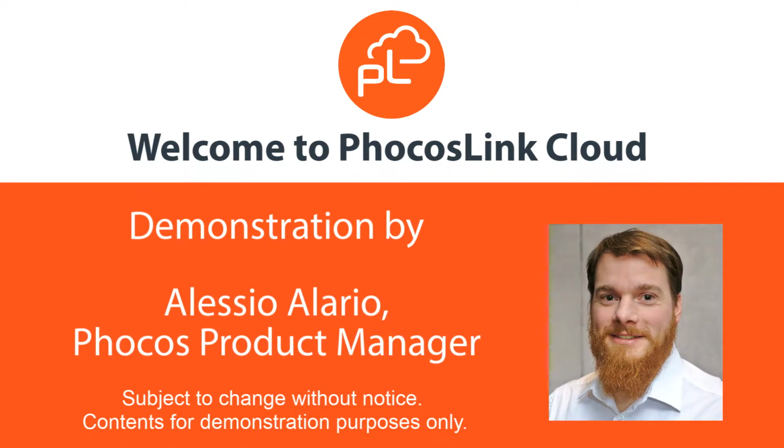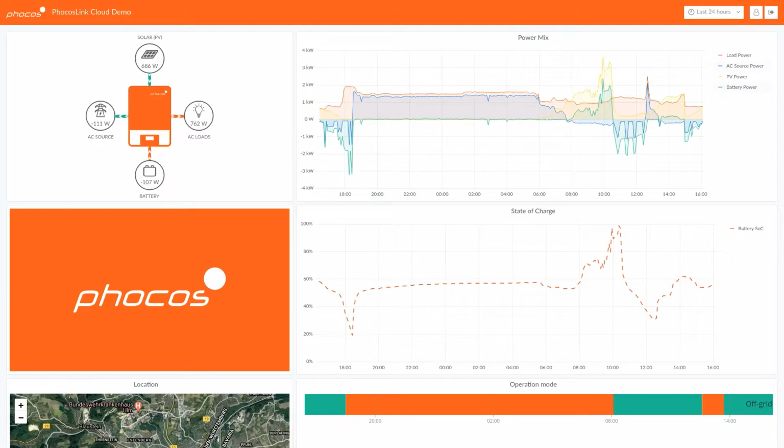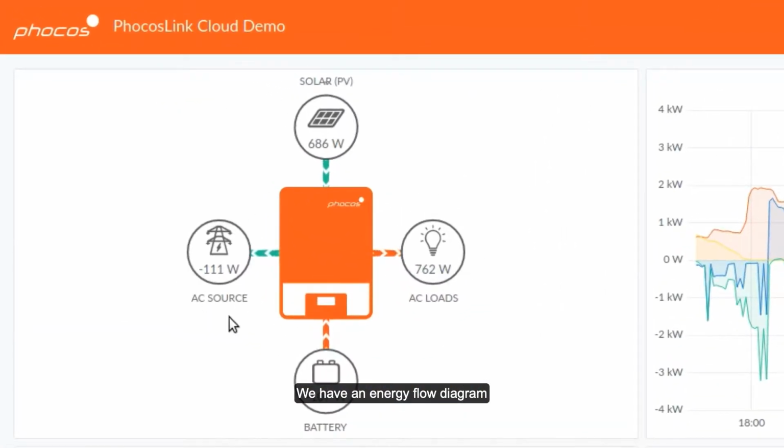Today I'd like to show you the PhocosLink Cloud. Let's start at the top left. We have an energy flow diagram. This shows you the most current energy flows in all directions.